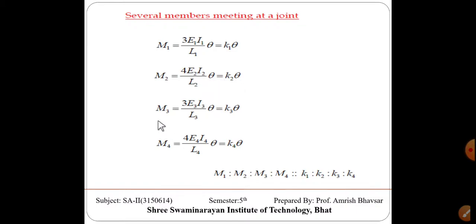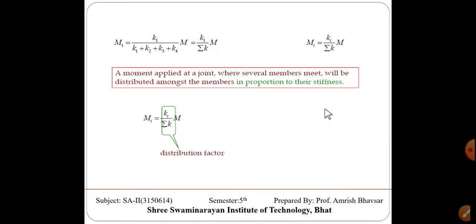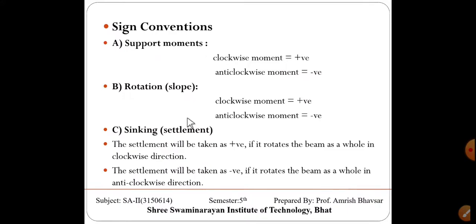For the third beam, the moment is 3I3 upon L3, right? For the understanding of this, what we are going to do is find the moment, that is 3EI upon L or else 4EI upon L, and take the summation of those moments. Suppose we want to find the sum of those moments at a particular joint. So we take each member's moment divided by the sum of the moments, and we can get the distribution factor.